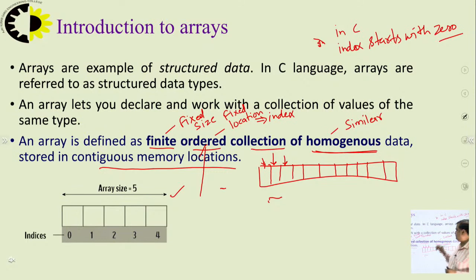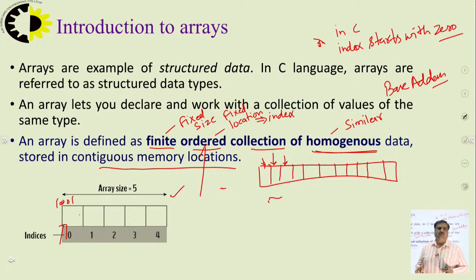Base address is basically the starting address of our array. Like here, for example, there is a possibility that this location is 1001. So, that is the base address of the array, and the address of the first element is also 1001. So, that is why we always start index with 0.